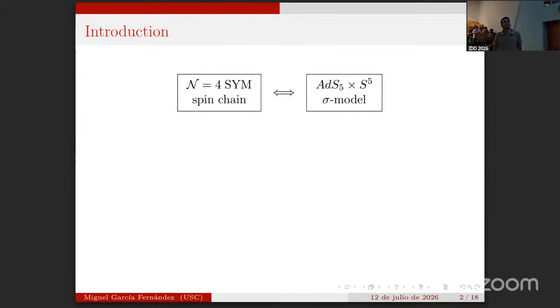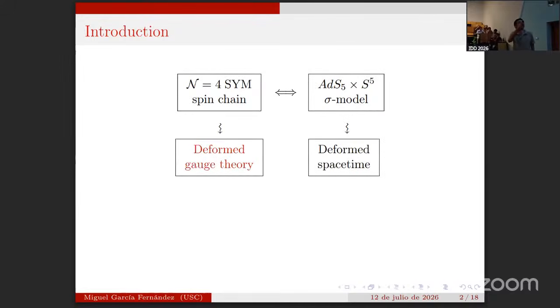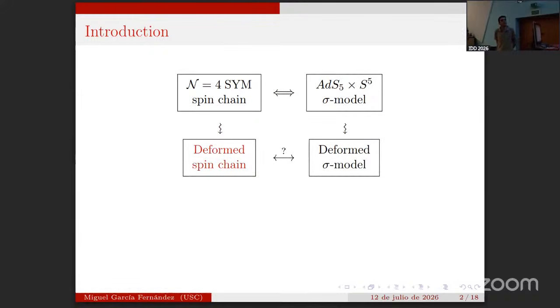Now, what we want to do is to try to deform this setup. In particular, we want to consider some deformed gauge theory and some deformed string background. One motivation to do this is that we want to study gauge theories that are more realistic or more complicated by breaking some of the symmetries, for example conformal symmetry or supersymmetry. We want to do this not in a generic case, but with deformations that somehow preserve integrability. So we should recover some deformed version of our spin chain and some deformed version of the sigma model that hopefully correspond to the same deformation of the duality.